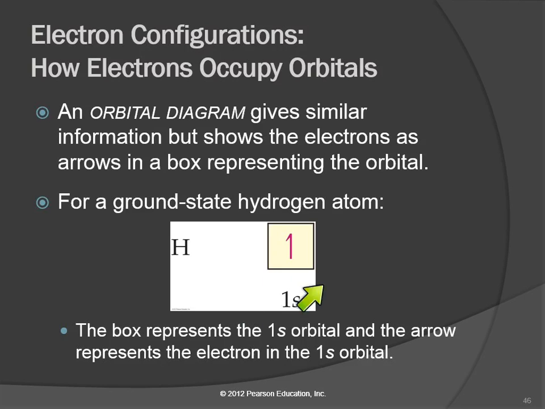So this is the 1s orbital represented by a box. By convention, we draw an arrow with only half of a head. It's not a double-headed arrow, pointing up. And this represents that there's 1 electron. So it's a little bit like you're drawing pictures.